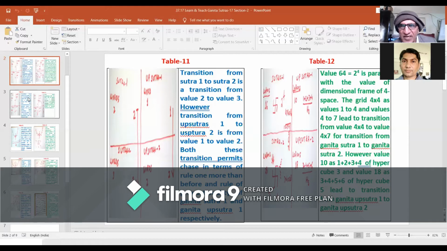composition of 18 letters take us to 10 as 1 plus 2 plus 3 plus 4 parallel with the summation value of 4 folds of hypercube 3. And value 18 takes us to summation value of 4 folds 3, 4, 5, 6 of hypercube 5. So as far as the upsutras are concerned, transition is from hypercube 3 to hypercube 5. And here the interrelationship is directly in sight as 3 space plays the role of dimension of a 5 space.